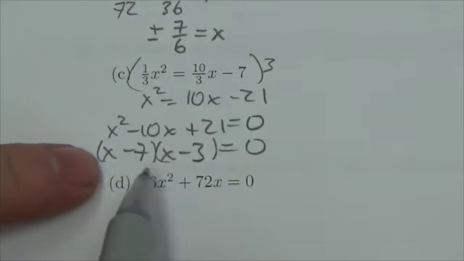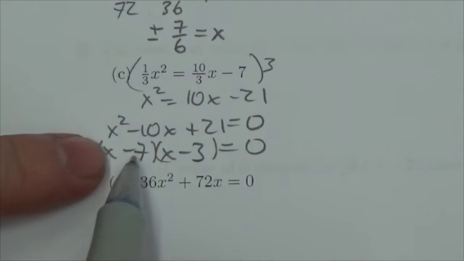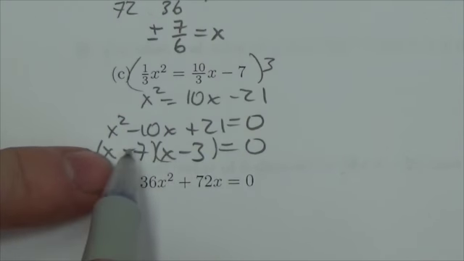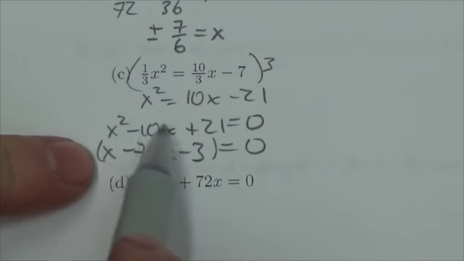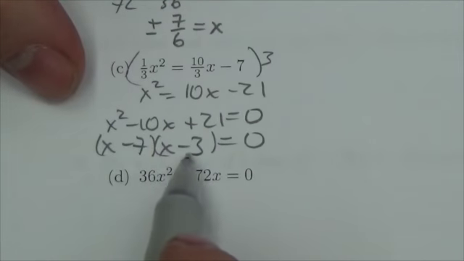And if I think it through a little bit, this gives me negative 3x and negative 7x together, that's negative 10x. Good. And then negative 7 times negative 3 gets me positive 21.